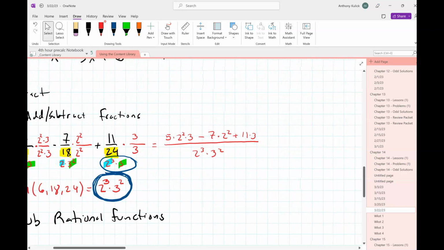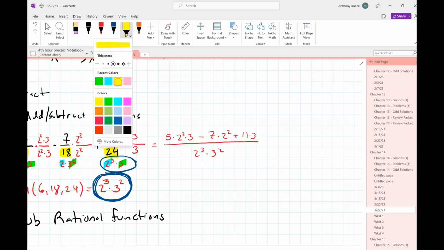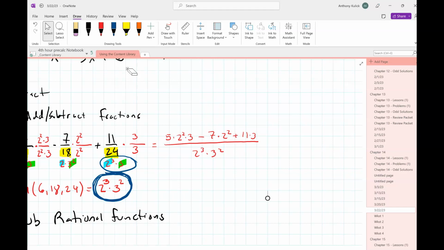Everybody okay with what I did there so far? Okay. So that's going to be, can I reduce here? First things first, let's ask that question. No! Why not? What's going on in that numerator that's preventing me from doing any reducing? Yeah, the multiplication or the addition and subtraction that's going on up there. So what am I going to do? I'm just going to multiply everything together and do the addition and subtraction.